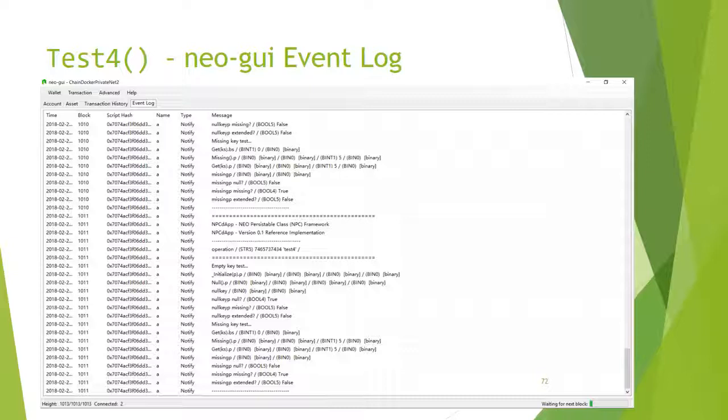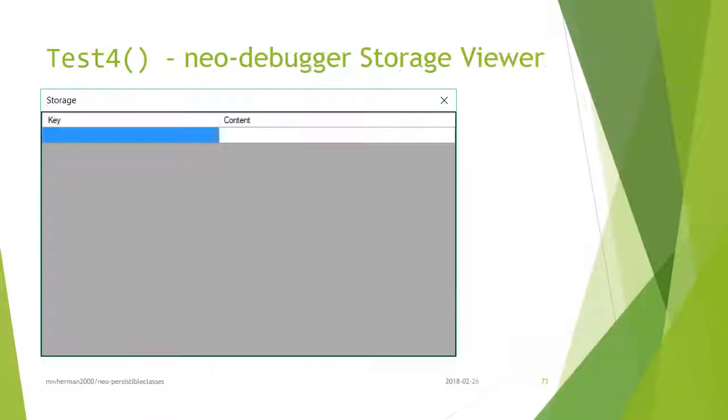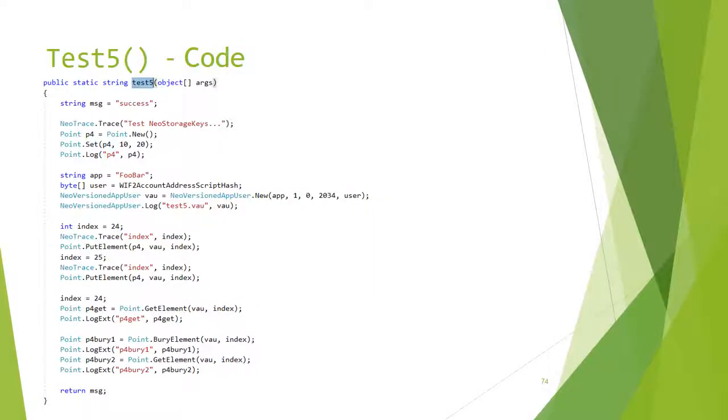And here, when we look at the event log, just the Boolean values true and false are coming out, and they have the appropriate values, and nothing in the storage viewer. Here is where we go to the level 4 collectible layer. The collectible layer is where we're using Neo storage keys, and we can support indexed collections of objects.